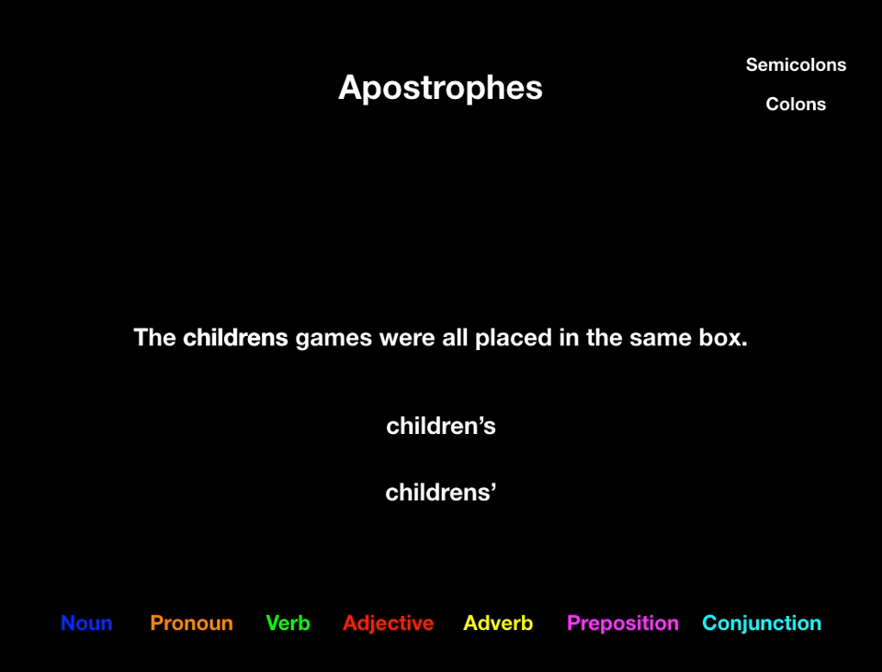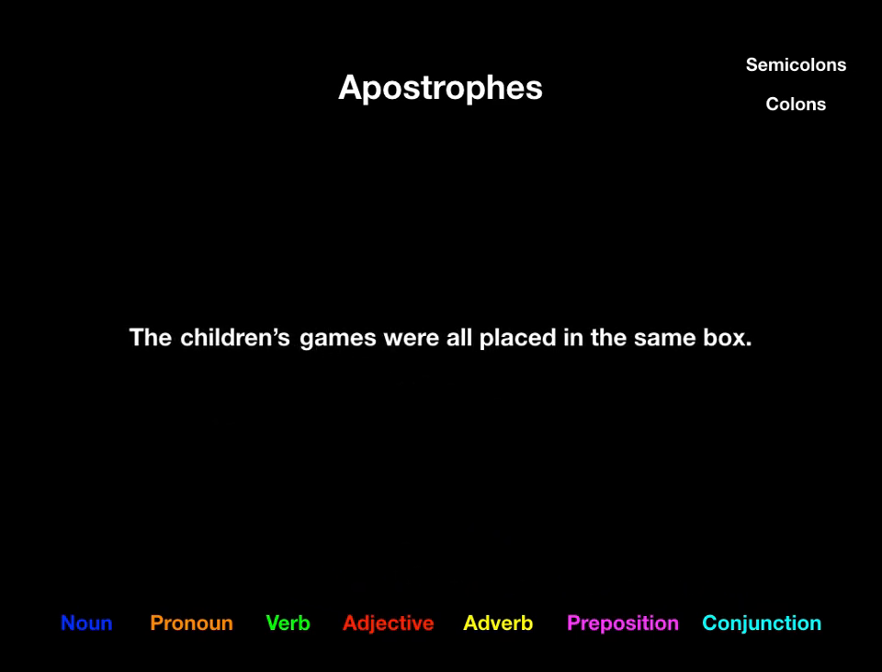Before we can identify which of these versions is correct, however, we first need to identify the singular form of children. What is the singular form of children? Child would be considered the singular form of children. When we have words that change their form in order to make them plural, we will add an apostrophe S for the plural version. This sentence would then read, "The children apostrophe S games were all placed in the same box."